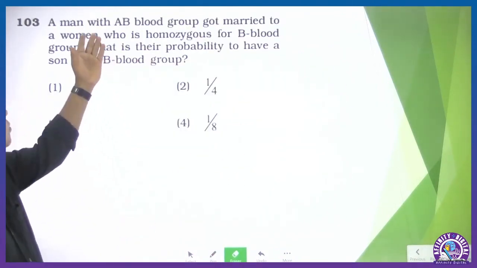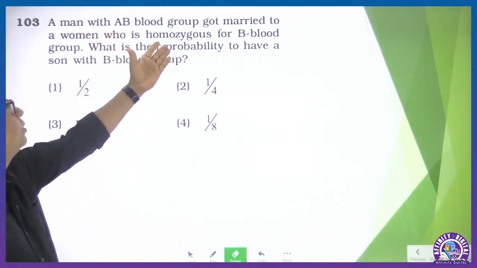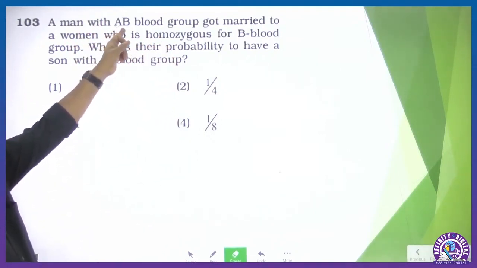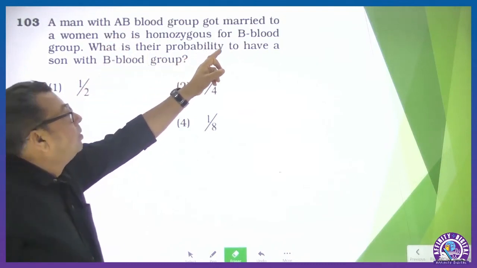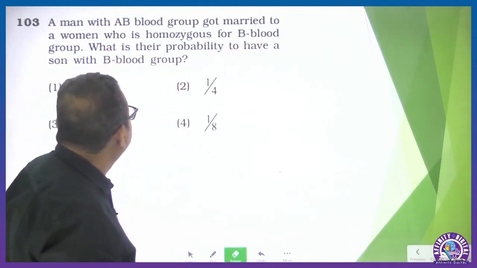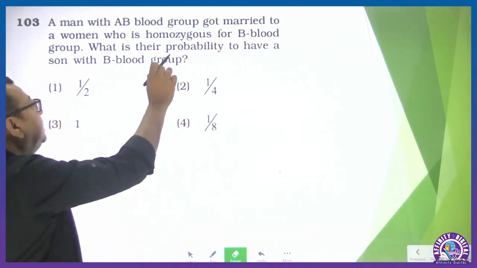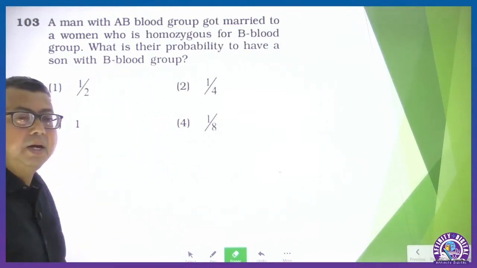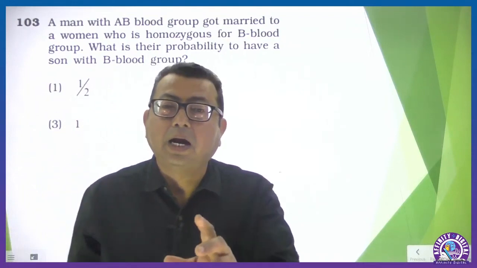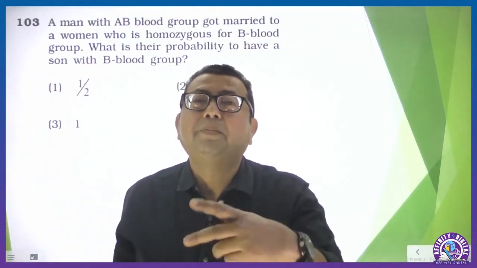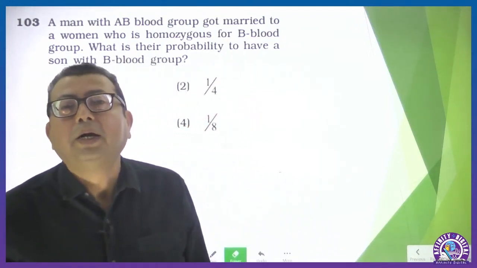Hello children, ye jo next question hai, it is related to blood group in human. Man ka blood group AB diya, woman ka blood group B diya. What is their probability to have a son with B blood group? In human beings, ek ladka hoga ya ladki hoga, in every pregnancy, what is the probability? Probability is half.